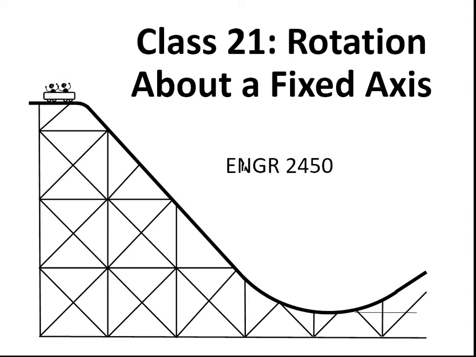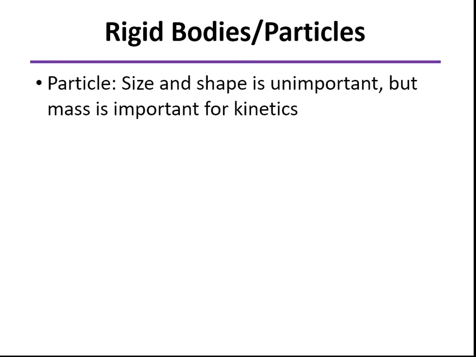So today we start with the kinematics of rigid bodies, and in particular we're looking at rotation about a fixed axis of a rigid body. First of all, let's talk about the differences between rigid bodies and particles, which we've been studying. With a particle, it doesn't matter what its size and shape are. We looked at a lot of objects as being particles. The only thing that was really important about it was the mass.